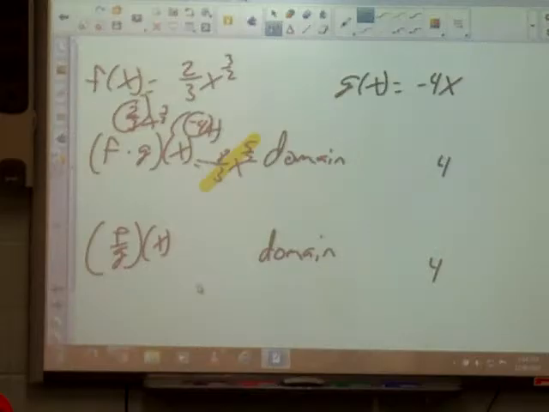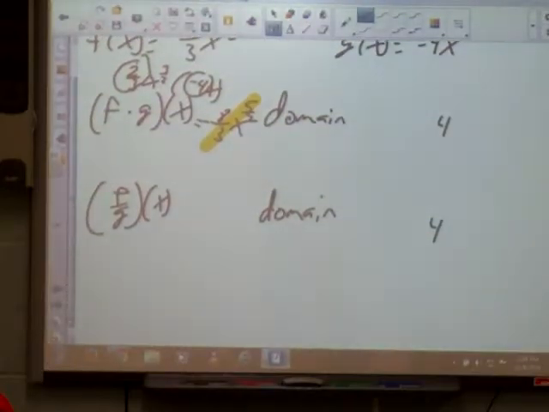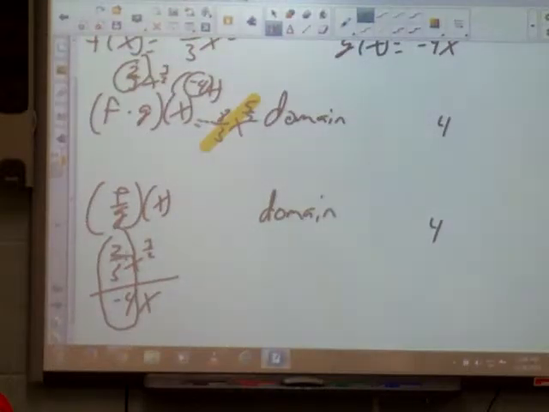You alright? Alright, on the division one now. Gonna have, scoot this up here a little bit, we're gonna have 2/3 x to the 3/2 divided by -4x. So same thing, except we're just dividing. 2/3 divided by -4, that got me -1/6.